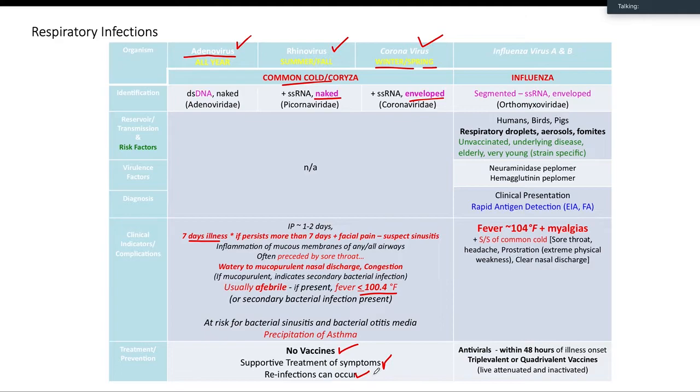Okay. One of the things that we do need to watch out for is a superimposed bacterial sinusitis. Bacterial infection of the sinuses can be quite painful and does require antibiotic relief. So for bacterial sinusitis, we will need to give antibiotics. Bacterial otitis media, again, we're going to want antibiotics. The most common cause of otitis media in adults is going to be our strep pneumo. So you're going to want to make sure that you give an antibiotic that covers strep pneumo because that's our most common cause.